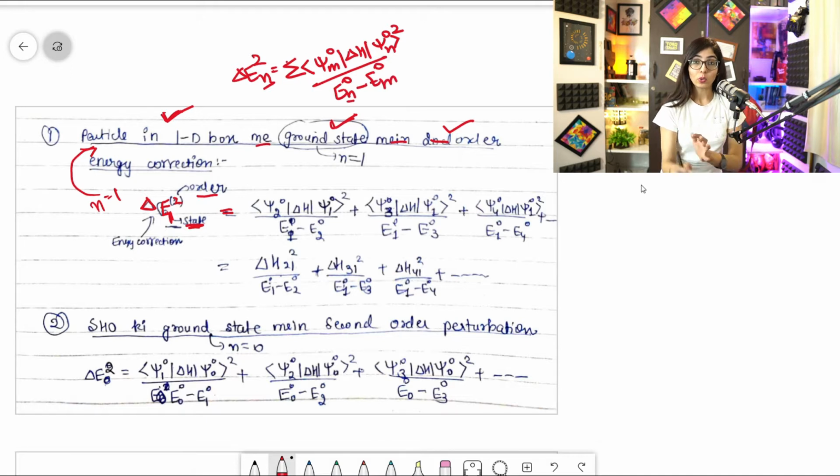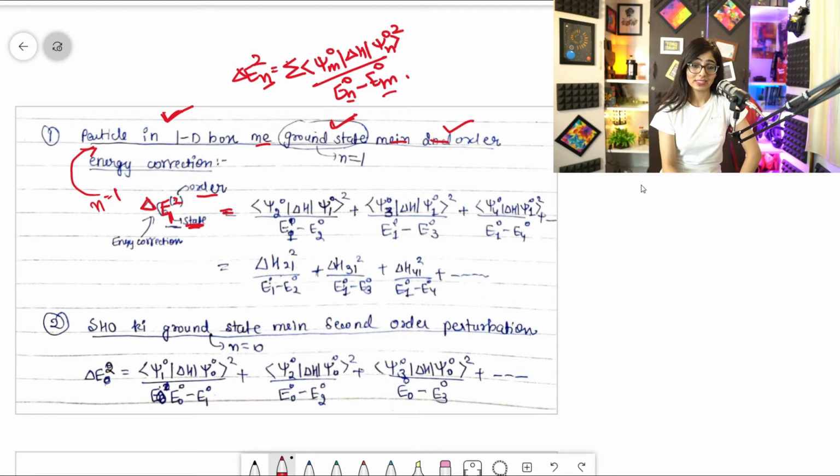Clear? So people who are new here, it's my humble request that you go back and see the immediately earlier lecture, the latest one regarding second order perturbation, the very first lecture of second order perturbation. There I've explained things more clearly and in a more detailed manner, so just go there and see that lecture. Clear? For people who are with me since that lecture, you just pay attention over here.